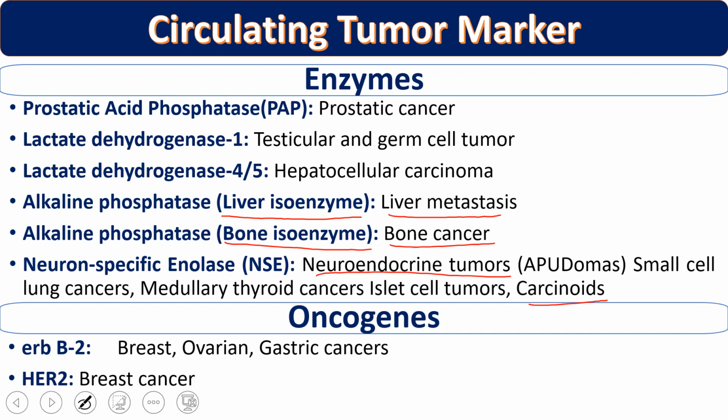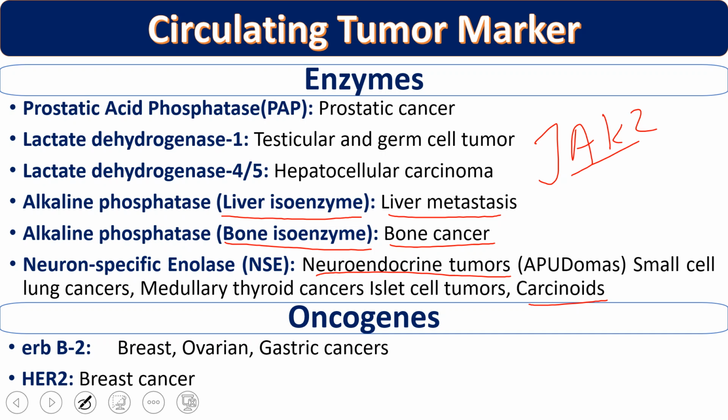Other than this one, there are some oncogenic products like ERB-B2, that increases in case of breast cancer, ovarian cancers, or gastric cancers, and the HER2 gene, that is very specific for breast cancers. Other than these different hormones, enzymes, proteins, antigenic components, and oncogenes, there are a number of other gene products like JAK2 mutations. This is specific for leukemia, and in this case we are going to collect blood sample or bone marrow samples.